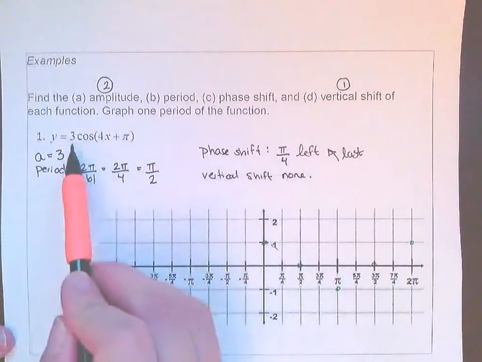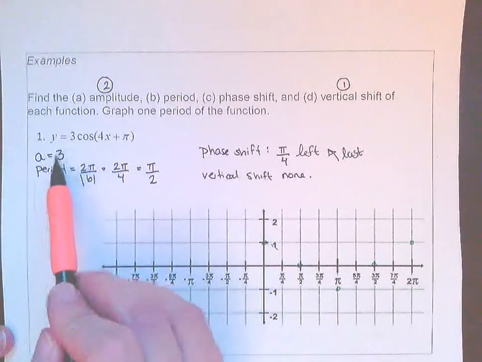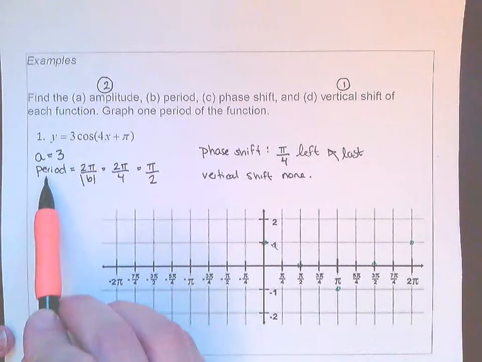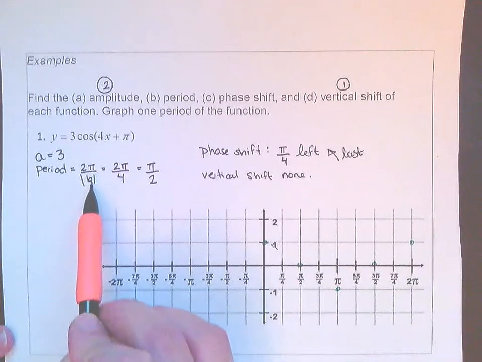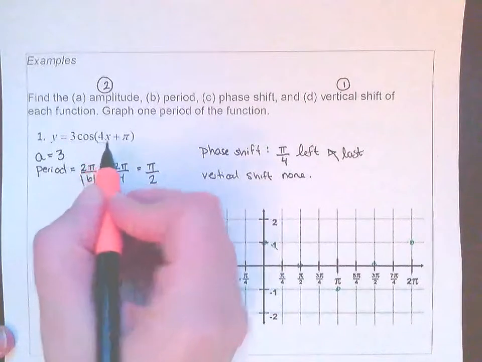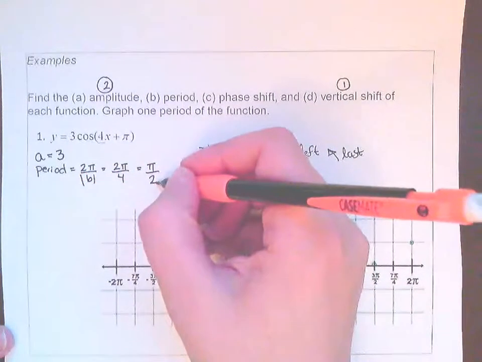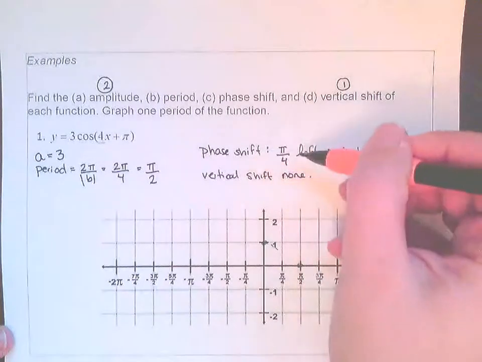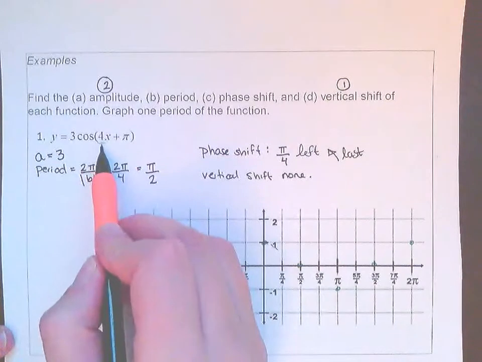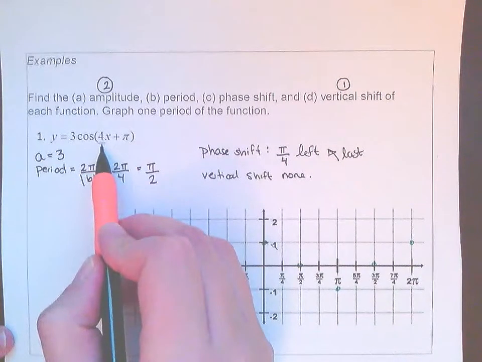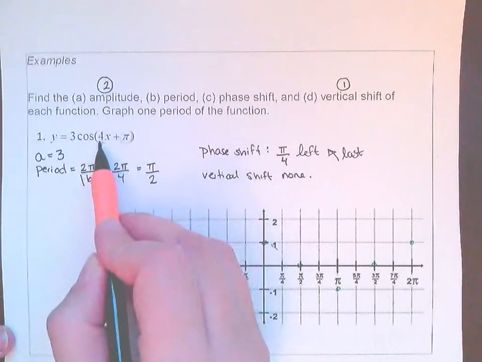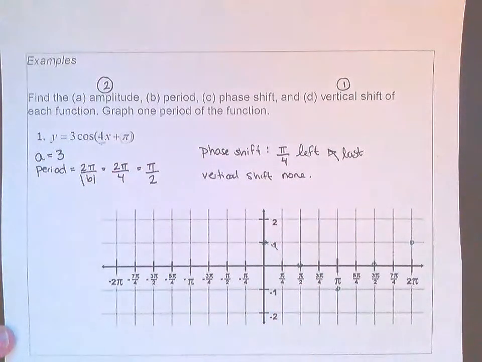So in class, remember, we were looking at this equation and we identified that A, the amplitude, was 3, the period here is 2 pi over the absolute value of B, which is 2 pi over 4 because that's our B value, and that was pi over 2. Our phase shift is pi over 4 to the left, because remember, you have to take into account that B when you're talking about the phase shift, so it's going to be your H divided by your 4, and then we don't have a vertical shift.